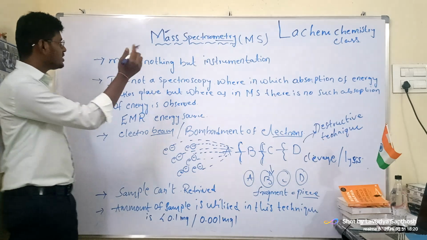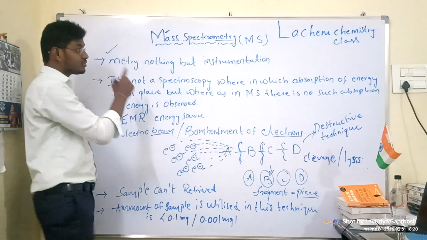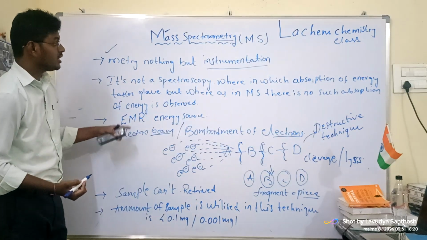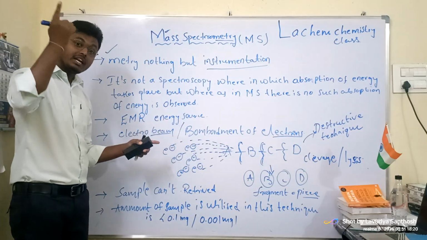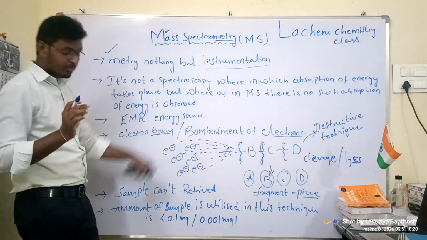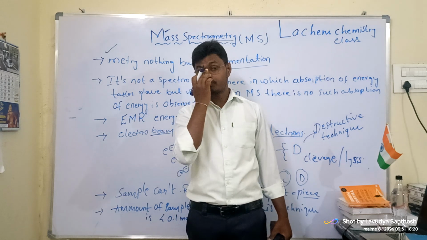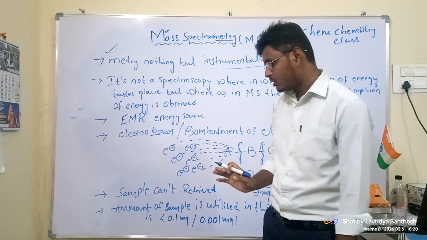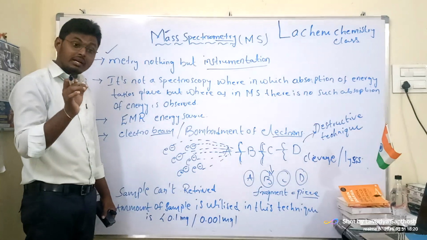Now let me recall. First point, it is not a spectroscopy, it is a spectrometry. In spectrometry, metry is nothing but instrumentation. In that instrumentation, there is no absorption of energy taking place, whereas in UV and NMR, there is an absorption of energy. For example, when you take a sample in an NMR tube and keep it into the NMR device, that sample can be retaken back.